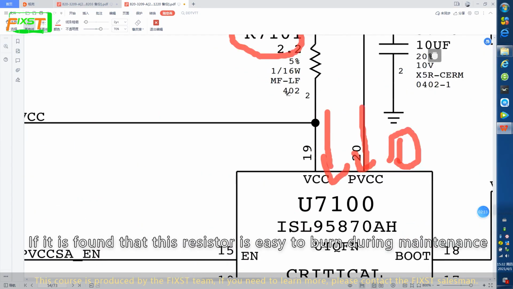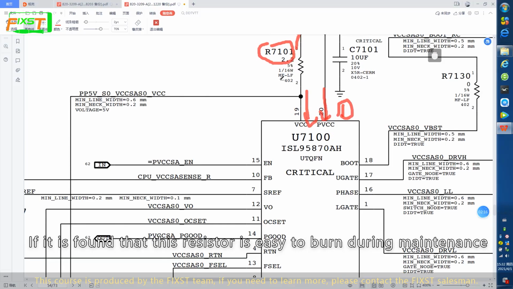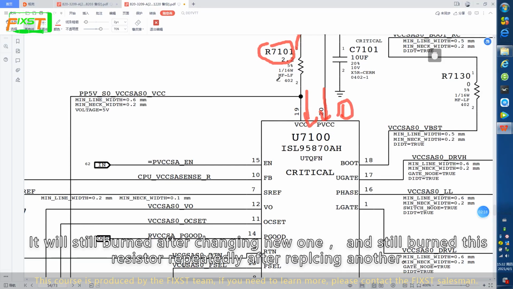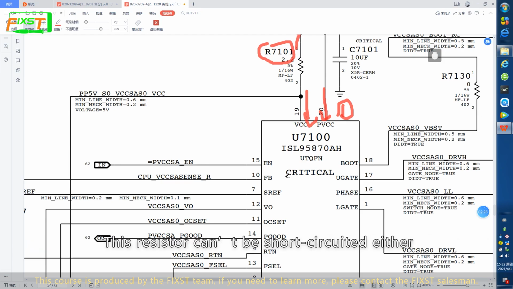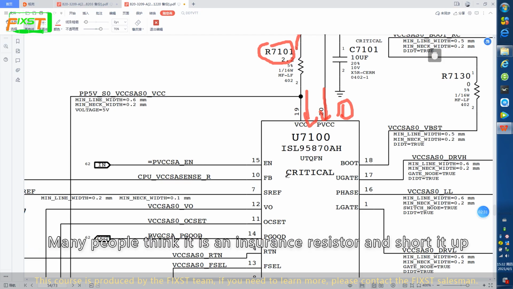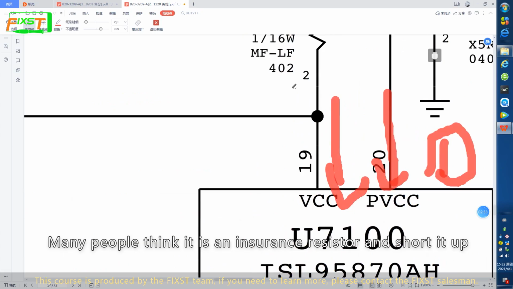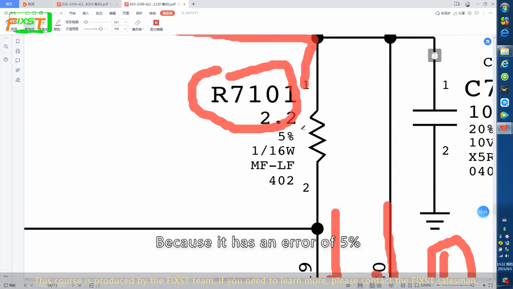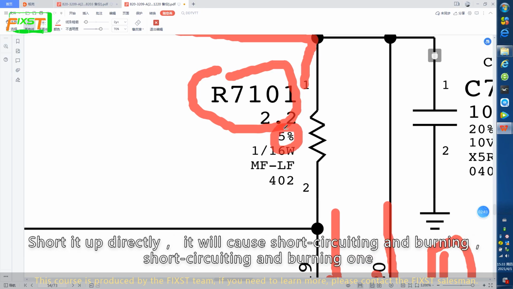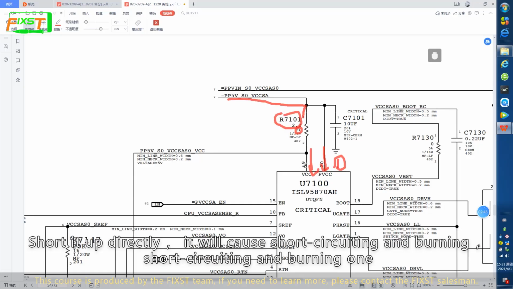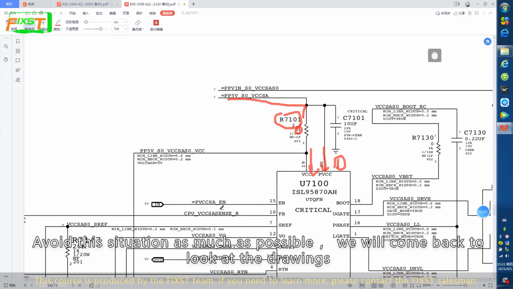If the resistor is found to burn easily during maintenance, and it still burns after changing a new one, and burns again after replacing another, 90% of the time it is internal leakage of the IC that causes the resistor to burn out. This resistor can't be short-circuited either. Many people think it is a fuse resistor and short it out, but it has an error of 5%. Many repairers don't take this error into consideration. Shorting it directly will cause short-circuiting and burning. Avoid this situation as much as possible.